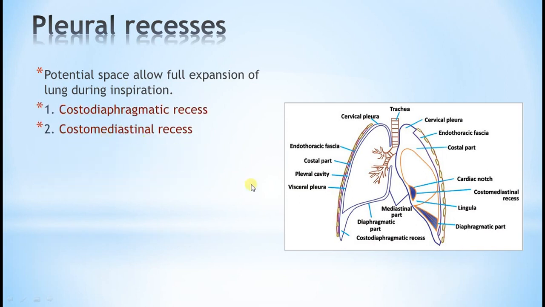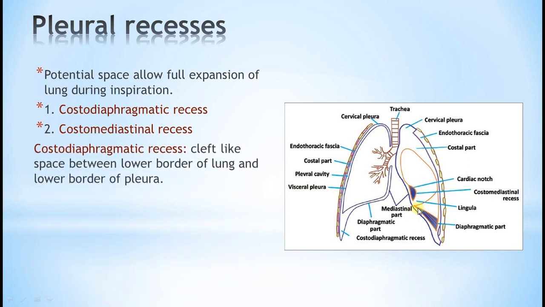You have two recesses. One is the costodiaphragmatic recess, the more important of the two, and the other one is the costomediastinal recess. The costodiaphragmatic recess is cleft-like, or semilunar in shape, the space present between the lower border of the lung and the lower border of the pleura.